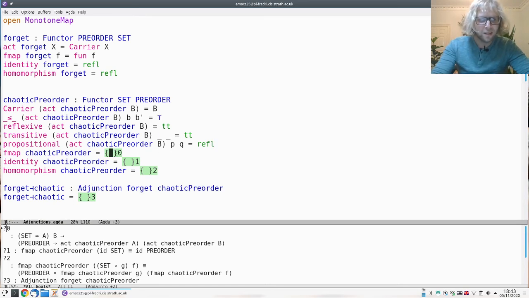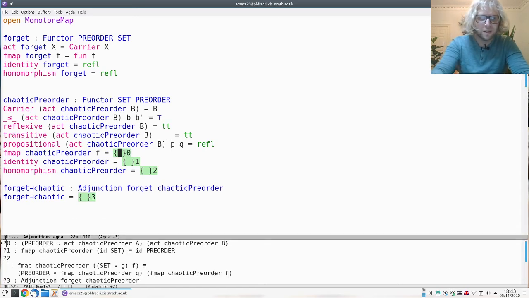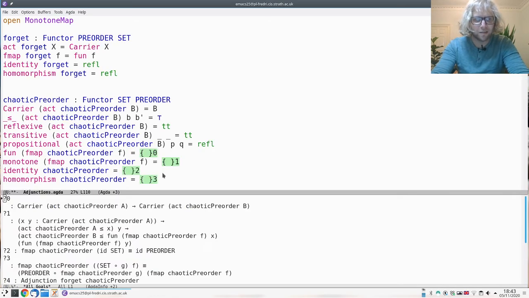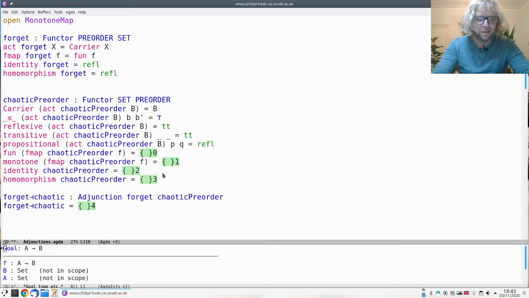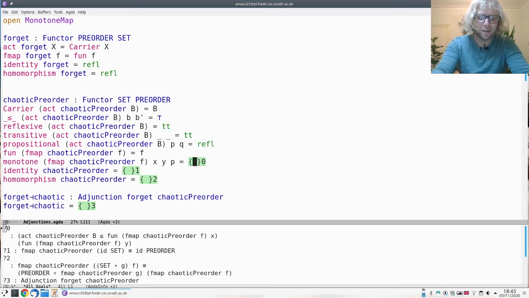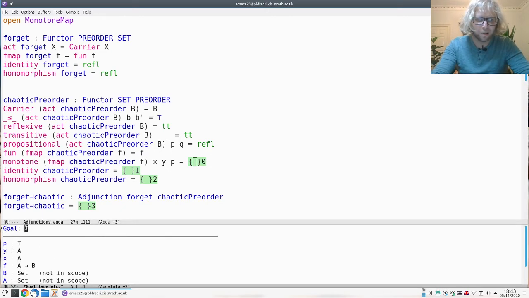Okay, here I'm given some f, which is a function from A to B. And I have to make a monotone map from this chaotic preorder at A to the chaotic preorder at B. So yes, I have to give an underlying function. We should go from A to B. Well, I should clearly use the f I've been given. And I have to show that this is order preserving. So if I have an x and a y and a proof that they are related, I have to show that their outputs are related. But that's really easy because everything is related.